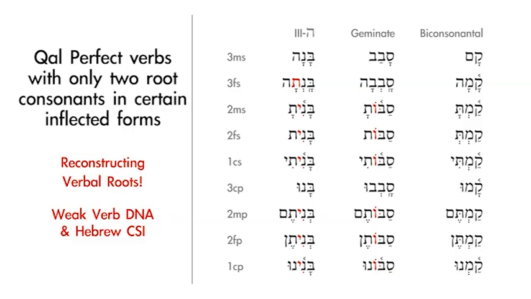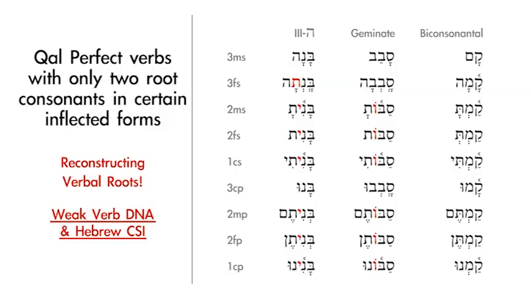Before we conclude our study of the qal perfect weak verb, I want to review 3 very important weak verb categories. These are the qal perfect verbs with only 2 root consonants in certain inflected forms. And the question is, how do you reconstruct or identify the original root letters when you see only 2 rather than 3 root consonants in the inflected form? In order to do this, you need to be aware of the weak verb DNA and your Hebrew CSI skills. One of the ways in which we can do this is just compare the 3 paradigms that appear on the screen now.